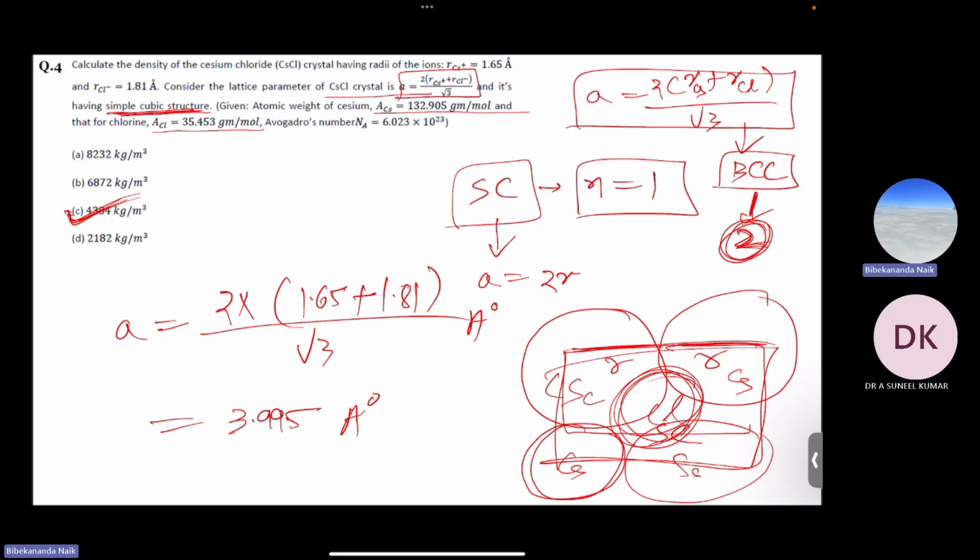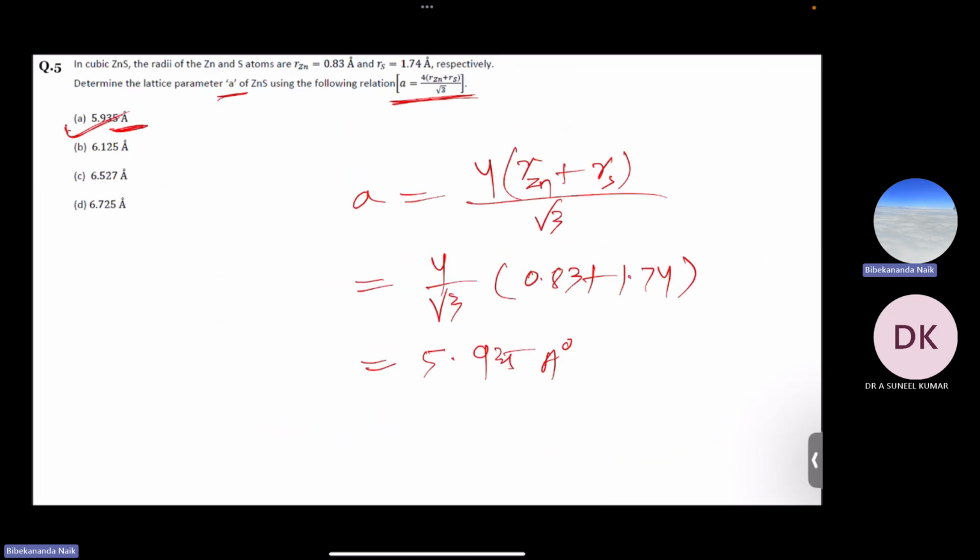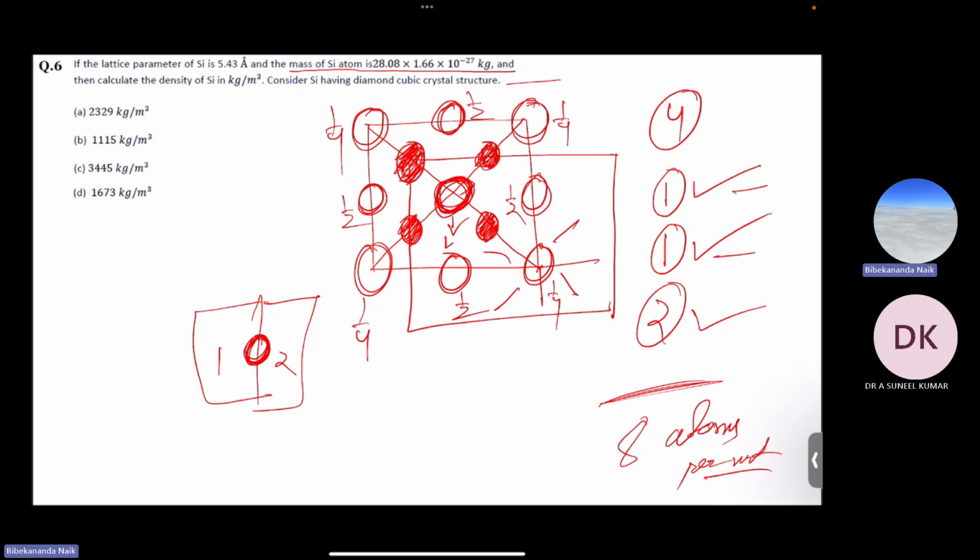as 132.905 gram per mole. Gram per mole means the mass of 1 mole of cesium atoms is 132.905 gram. 1 mole means Avogadro's number of atoms. But since here only the direct mass of the silicon is given, and it is given in kg, we know 1 mu is 1.66 into 10 to the minus 27 kg. So the mass is given in terms of mu, that is atomic mass unit. That's why we don't need to convert it to per mole, and that's why the conversion factor is not present here.